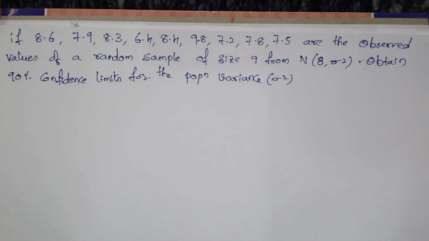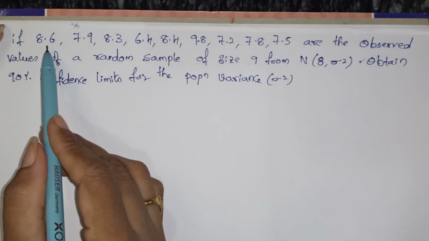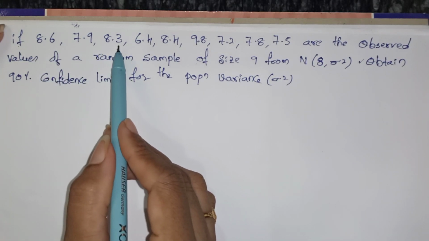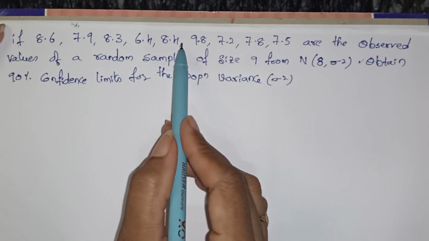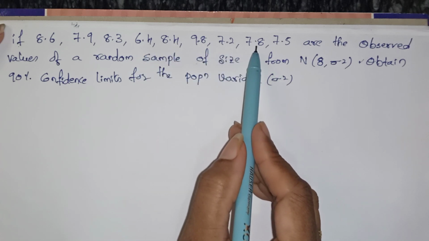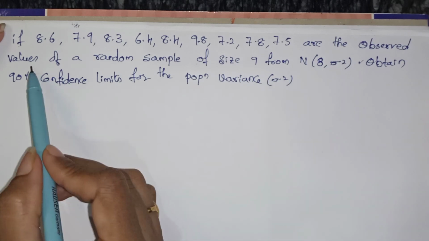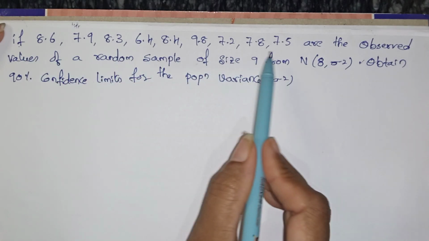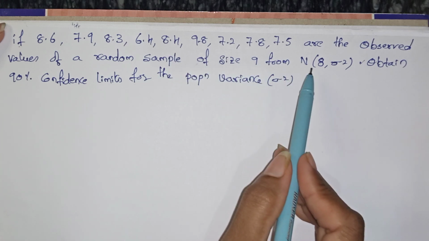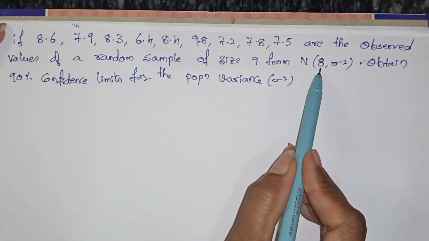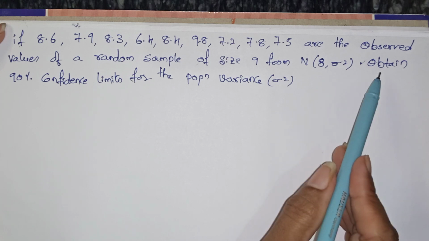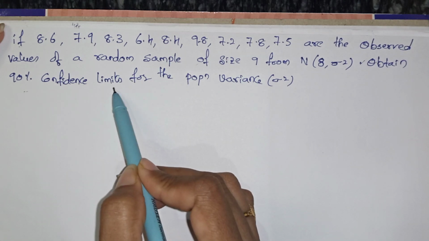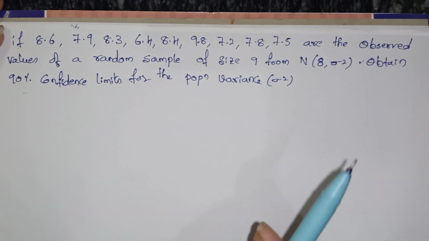Students, now we are going to discuss one more problem related to confidence limits. So we'll see the problem. If 8.6, 7.9, 8.3, 6.4, 8.4, 9.8, 7.2, 7.8, 7.5 are the observed values of a random sample of size 9 from a normal distribution with mean 8 and variance sigma square, obtain 90% confidence limits for the population variance sigma square.